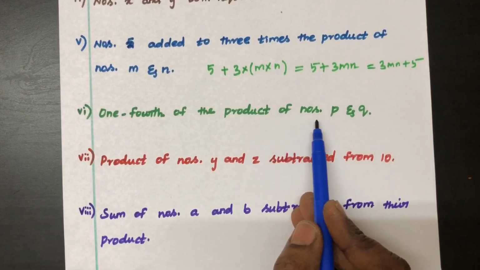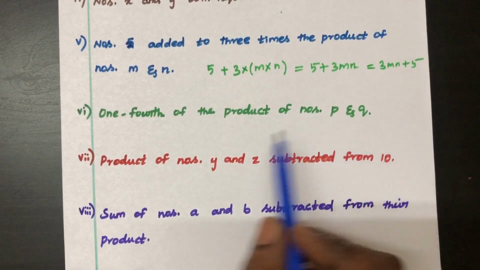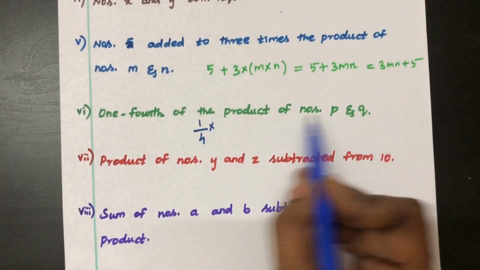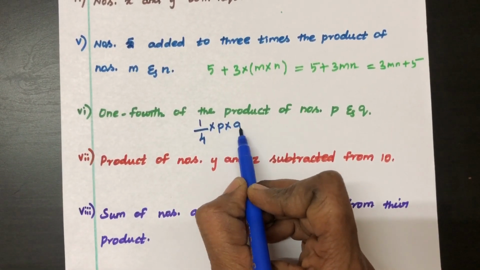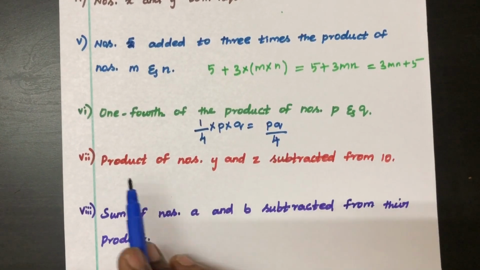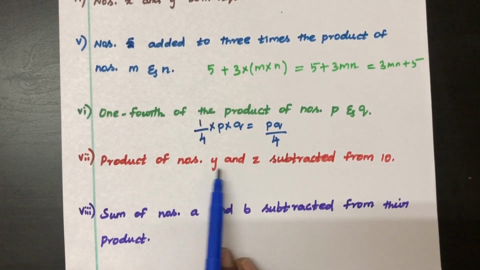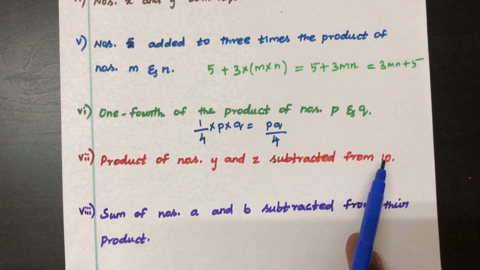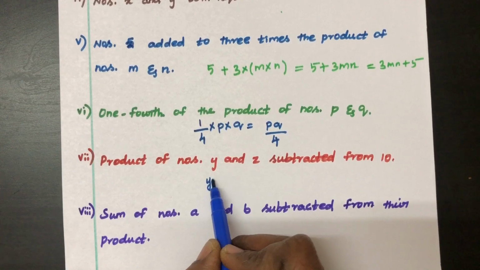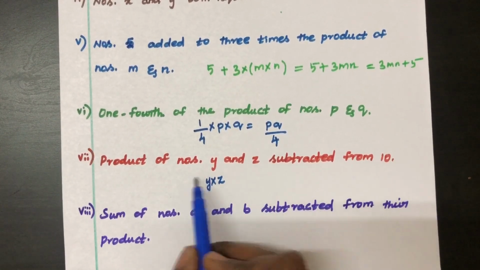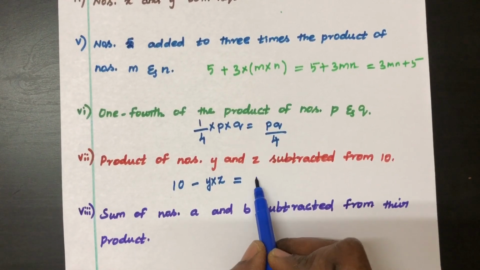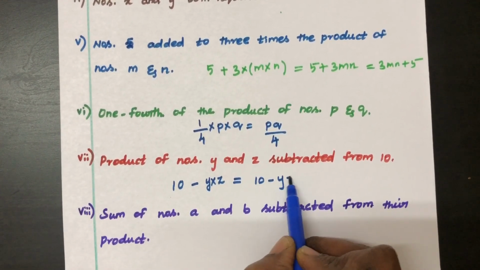1/4 of the product of numbers p and q. 1/4 of the product of numbers p and q is nothing but pq divided by 4. That's all. Next, product of numbers y and z subtracted from 10. Product of numbers y and z means y into z. It is subtracted from 10, means 10 minus. So this can be written as 10 minus yz.